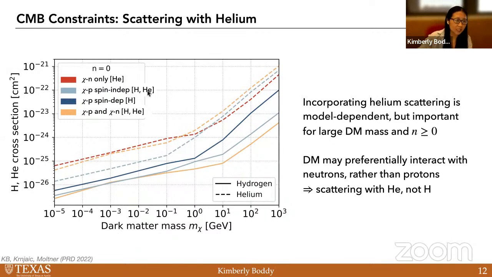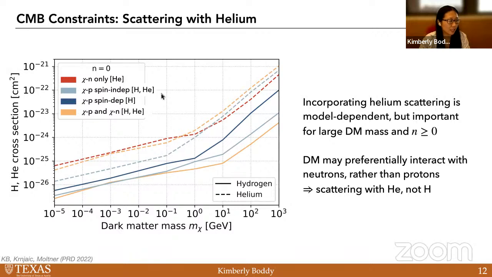The only ways that you can get out of this is by saying, maybe I only scatter on helium. In that case, I would only scatter on neutrons in helium, and I wouldn't scatter on protons. So this could come from some isospin violation, or you've constructed a model where you want to preferentially scatter with neutrons. And you can get rid of scattering with helium by just making it a spin-dependent interaction, right? The spin of helium is 0. So if you have a spin-dependent interaction, your dark matter is only going to scatter with hydrogen. For any other case, you're going to have some relationship between hydrogen and helium.